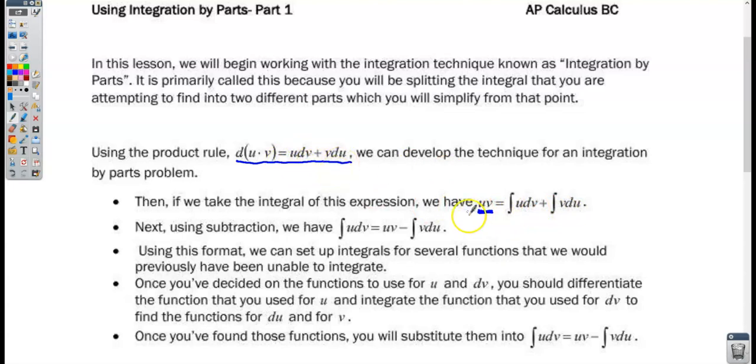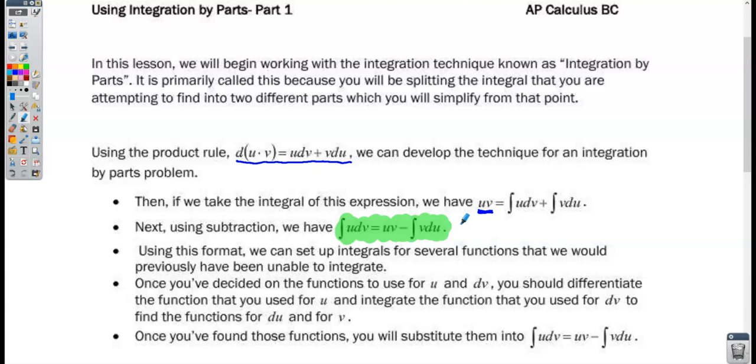So all we've done to get this template that we're going to use for integration by parts is take the integral of the product rule. So if you ever forget your integration by parts setup, you can kind of develop it from there. If you know the product rule, you can take the integral of both sides of the product rule, get to here, and then subtract one of these integrals, and we end up with this expression, that the integral of u dv is equal to uv minus the integral of v du. That is the key setup for us when we're using integration by parts.